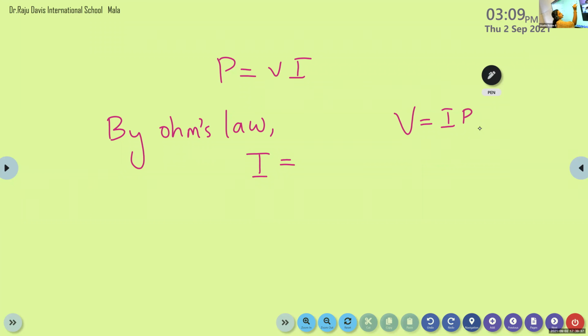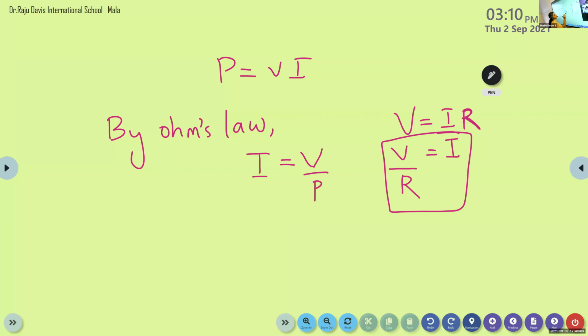Students, all of you listen here. V is equal to IR. So I need an expression for I. I keep the I here itself, and I want to take this R to the LHS. Here R is the multiplication. When I take this R from RHS to LHS, it becomes division. I is equal to V by R. So by Ohm's law we know that I is equal to V by R.